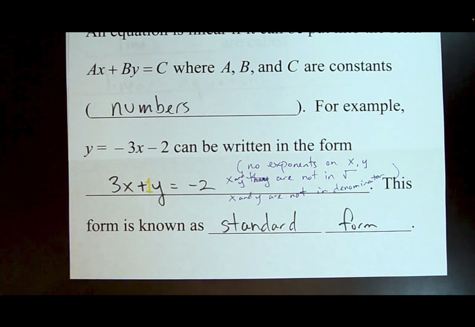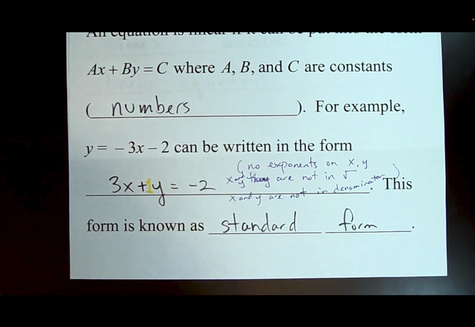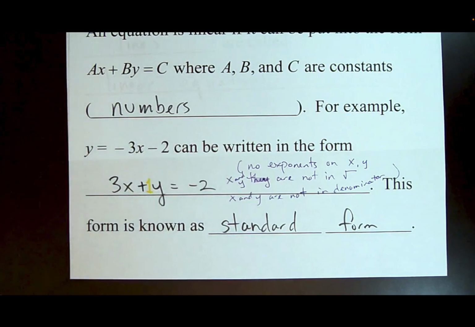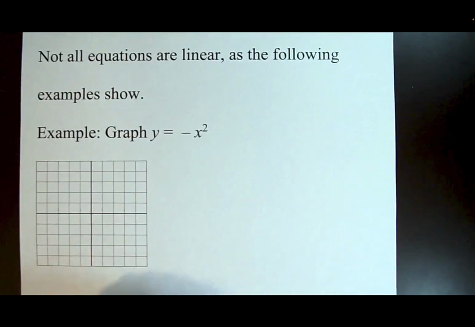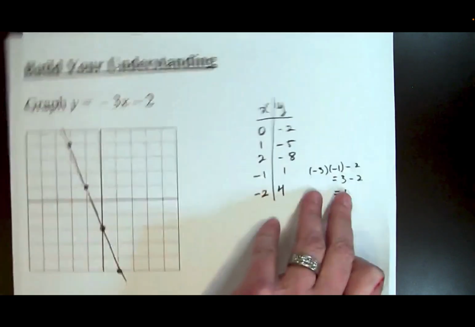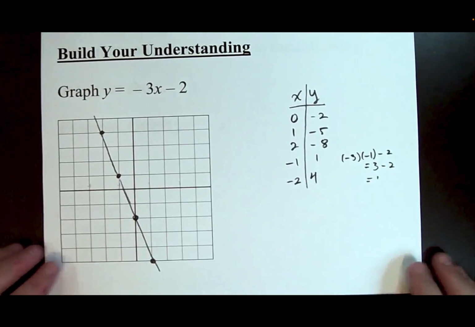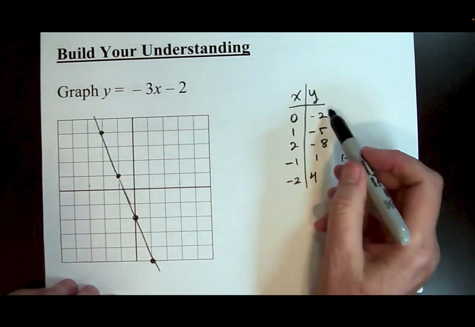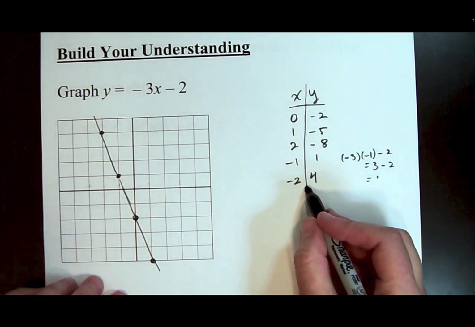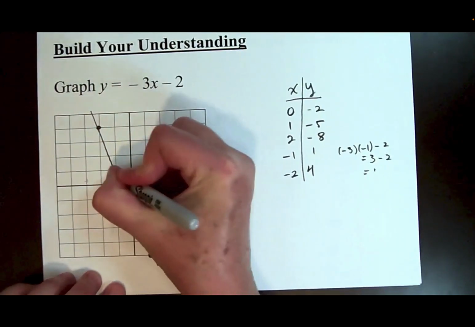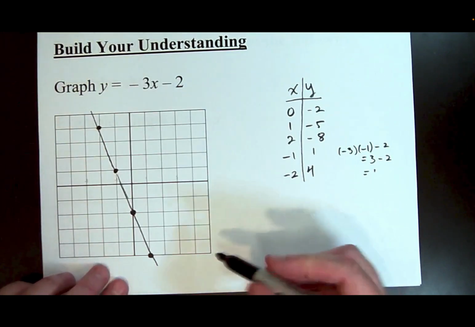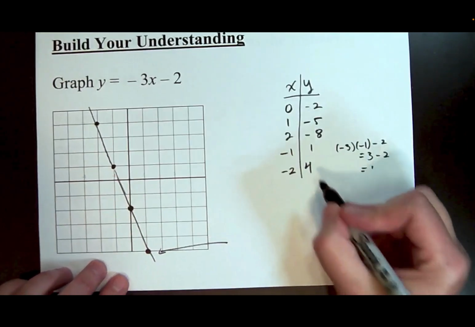Now, not all equations are linear, as the following examples will show. And I'll just go ahead and do a couple of examples for you before I turn you loose on some nonlinear equation graphing. Oh, and let me just mention one other thing before we go on to nonlinear equations. So remember what I said about the graph being a picture of the solution set? Well, we use our XY table to find a finite number of solutions. So each of these dots is an XY ordered pair solution, right?